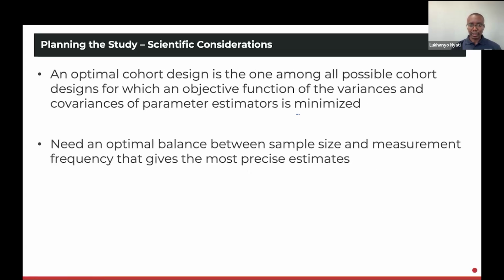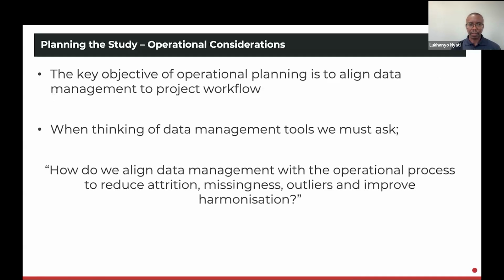An optimal cohort design is one among all possible cohort designs for which an objective function of the variances and covariances of parameter estimators is minimized. So we need to find an optimal balance between sample size and measurement frequencies that gives the most precise estimates. And there are statistical tools which can be used to estimate this. We will not go through this as part of this webinar, but I'm just making you aware that there are tools that are available to do that. And this is part of the planning process.